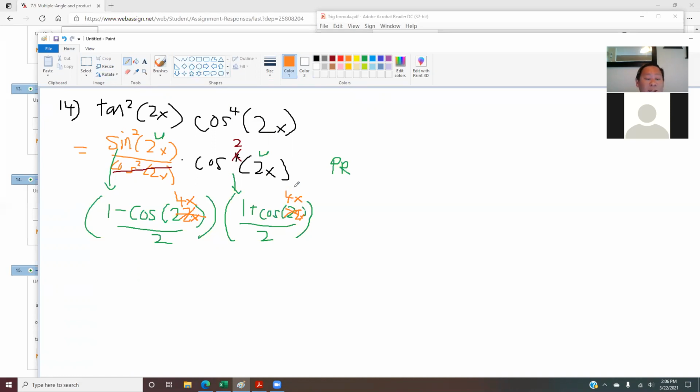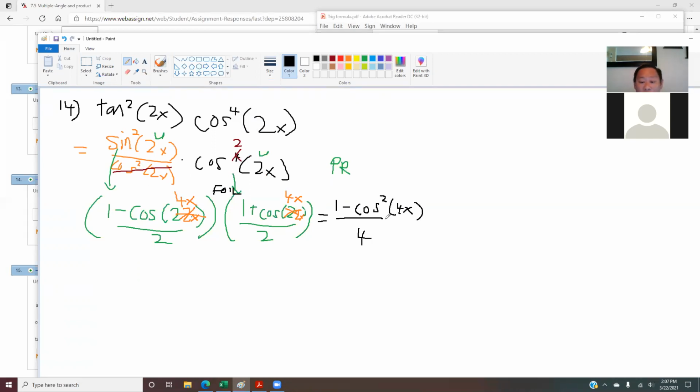What do I do next? I just multiply this straight across, because it's multiplying fractions. So this is 4 in the denominator. This one I need to foil out. So it will be 1 times 1, and then 1 plus cosine 4x is positive cosine 4x, and then negative cosine 4x times 1 is negative cosine 4x. So you find out that the two of these will cancel because one is positive, one is negative. And then you get a negative cosine squared 4x.